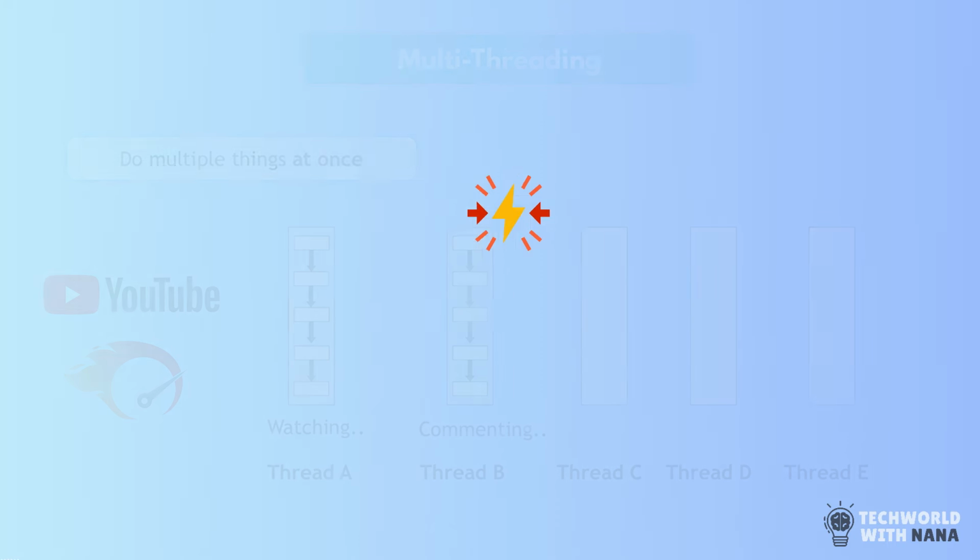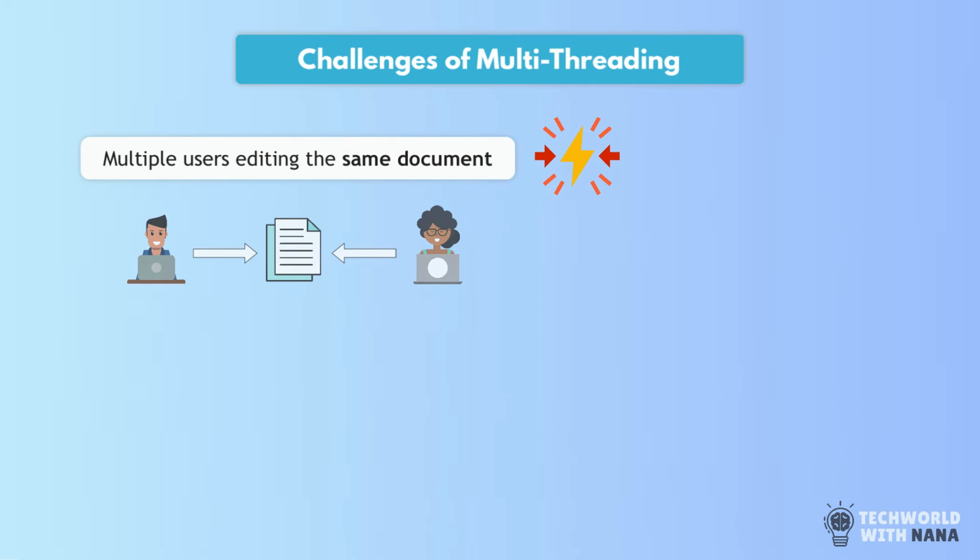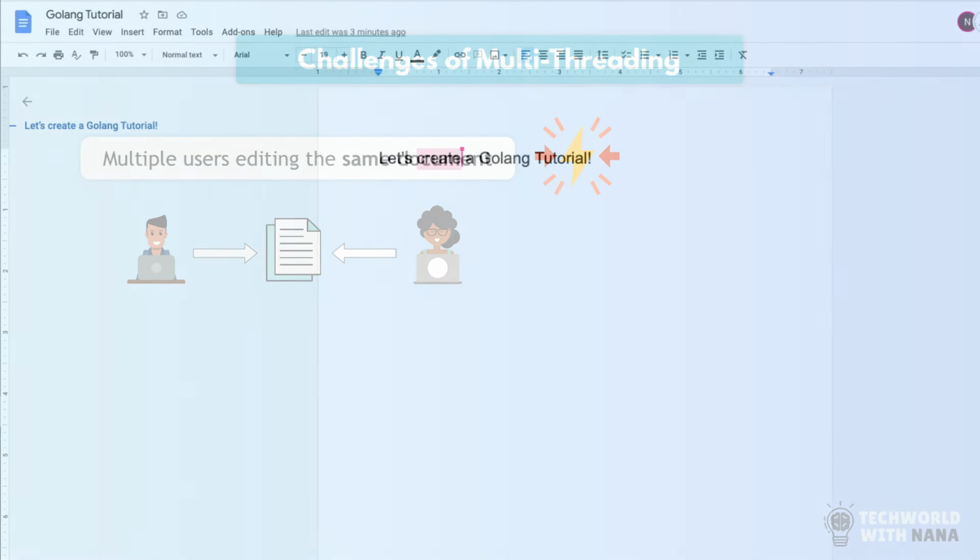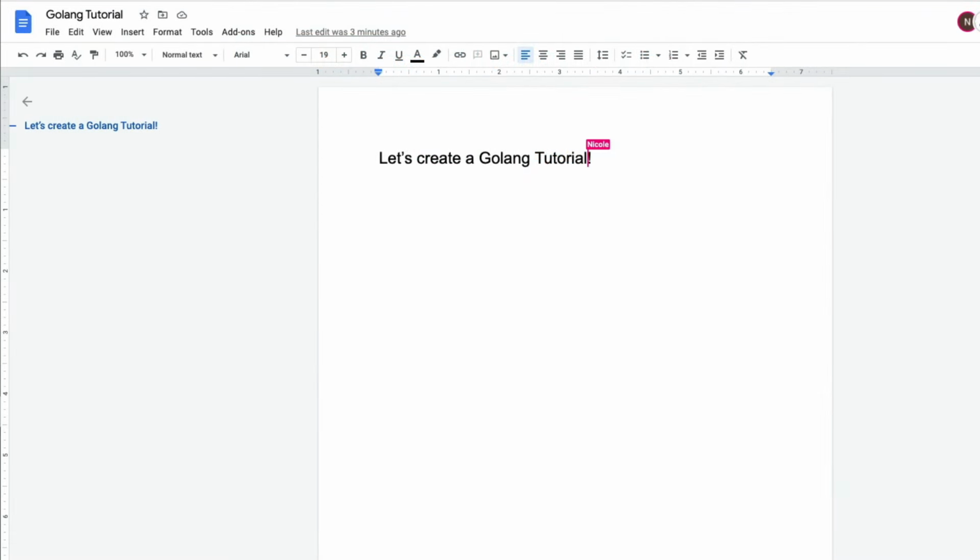For example, on Google Docs, many users can work on the same document at the same time. So when you have two users changing and adding stuff at the same time to the same document, this should work smoothly without one user overriding all the changes that another user is making.